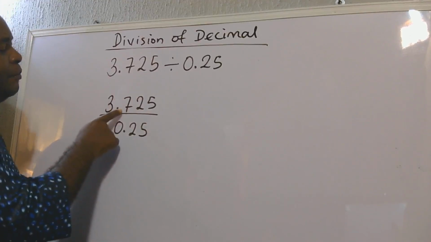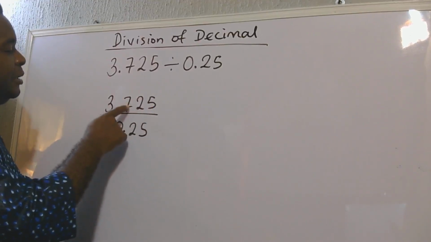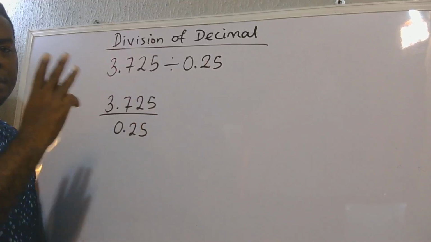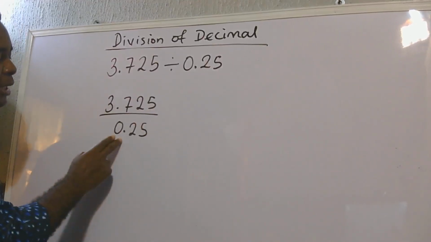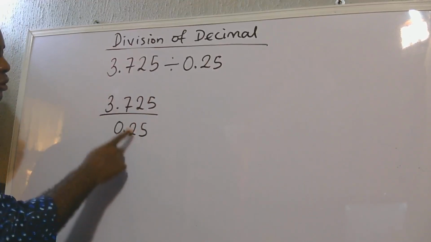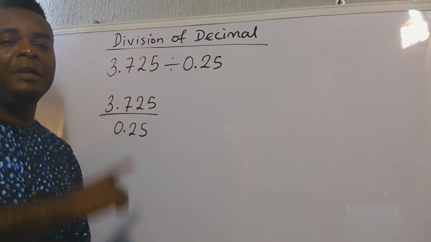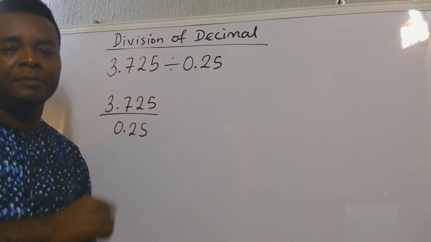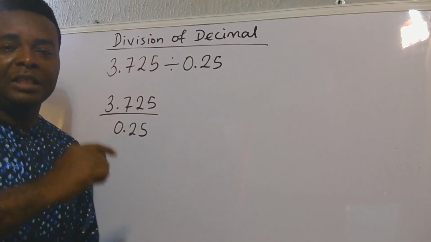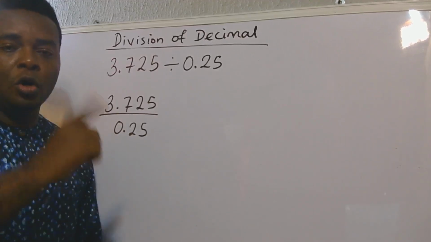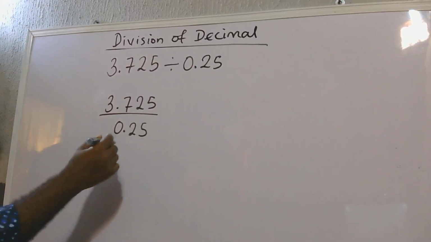The numerator has 3 decimal places, 7, 2, 5, 3 numbers. The denominator has 2 decimal places, 2 and 5, 2 numbers. So since the numerator has more decimal places, we'll start by first changing the numerator to a whole number. Okay, so we move the decimal point.